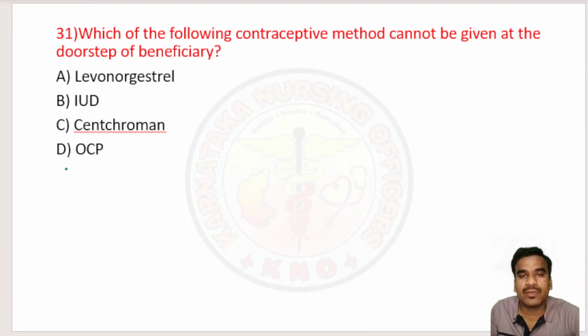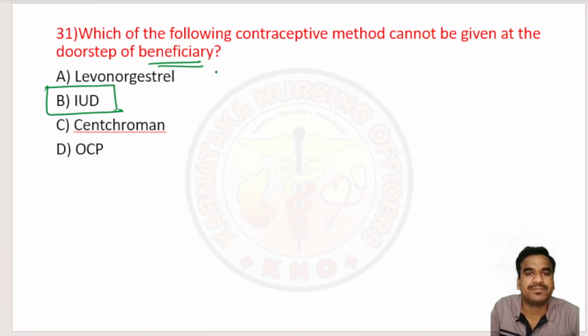Then question number 31. Which of the following contraceptive methods cannot be given at the doorstep of delivery? Doorstep delivery we are not giving to the beneficiary. The right answer is IUDs. A very simple question, but this is a most expected question for NORCET.